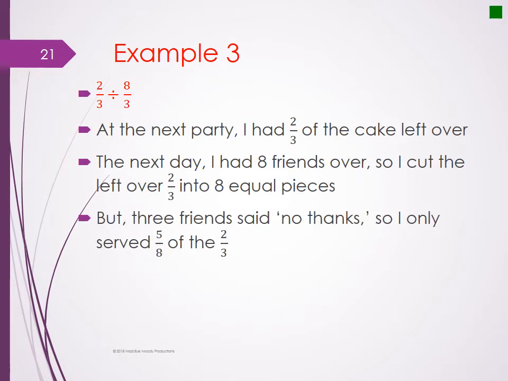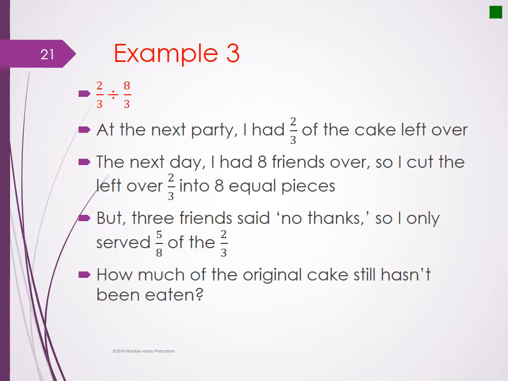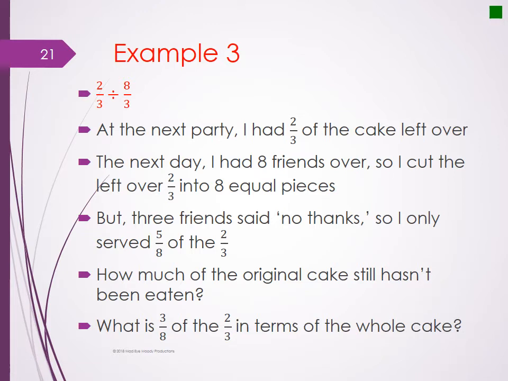Then I try and give it away, but 3 of my friends say, nope, no cake for me. So now I've only served 5 of the 8 pieces of the 2/3. Suppose I should have asked before I went and cut the cake, but I didn't. So I have 8 pieces of the 2/3, but I only end up serving 5 of them. I want to know how much of the original cake still hasn't been eaten. Well, I had 8 equal pieces of the 2/3. I'm left with 3 of those 8. So I need to know what 3 of the 8 pieces of the 2/3 are in terms of the whole cake, the original cake.